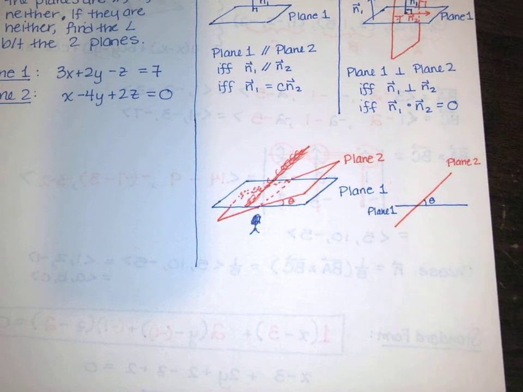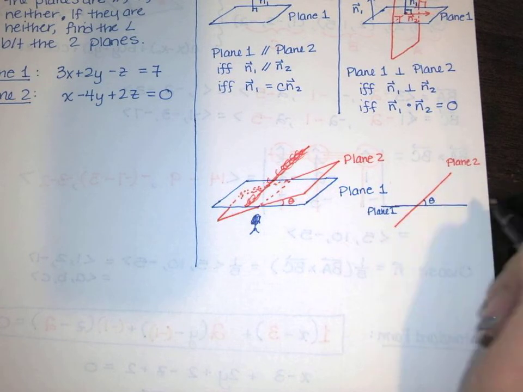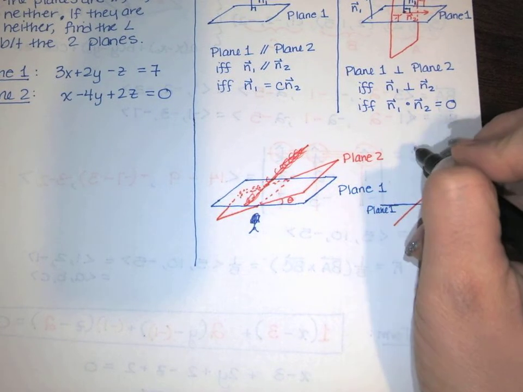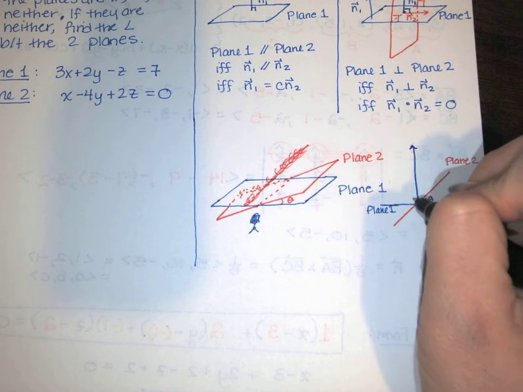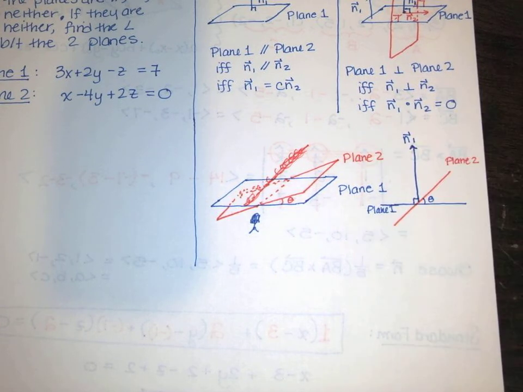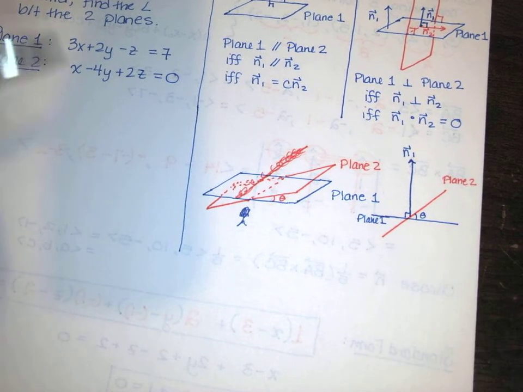So just to demonstrate that, I'm going to draw the two normal vectors on this picture. Plane 1's normal vector I'm going to call N1. I'm going to make it very long just so that we can see it. So that's N1. And N2 is perpendicular to plane 2. I need a straight edge. I'm making a straight edge out of another piece of paper here. Okay.